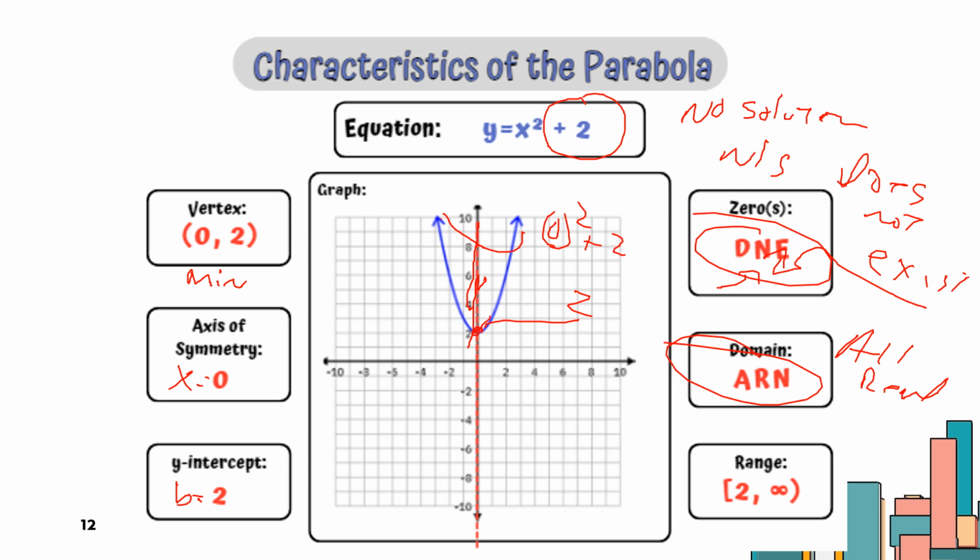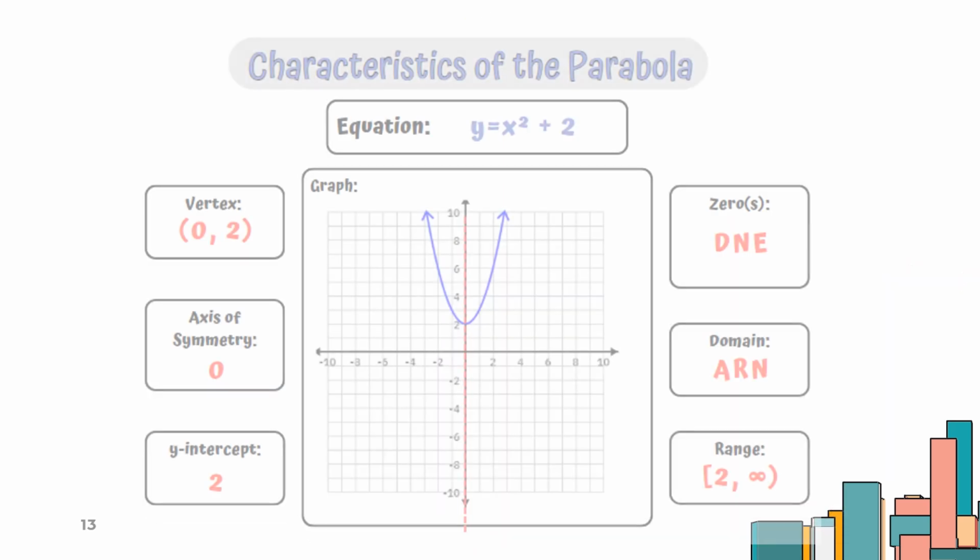But we could put in a big number, right? We could put in 1,500,000 squared plus 2, and you get a number way up there. So our range, the smallest number we can get out of this math problem, this function, is 2. We just cannot get anything smaller than a 2 because mathematically it's just impossible.